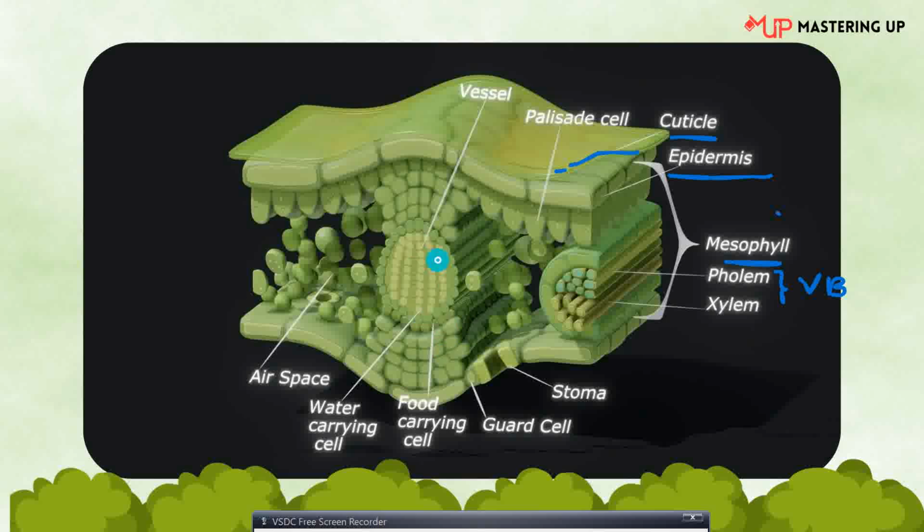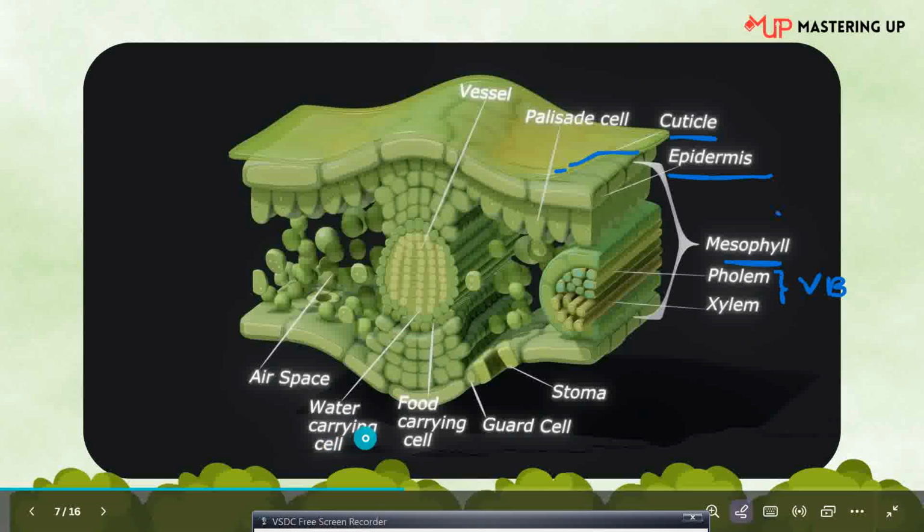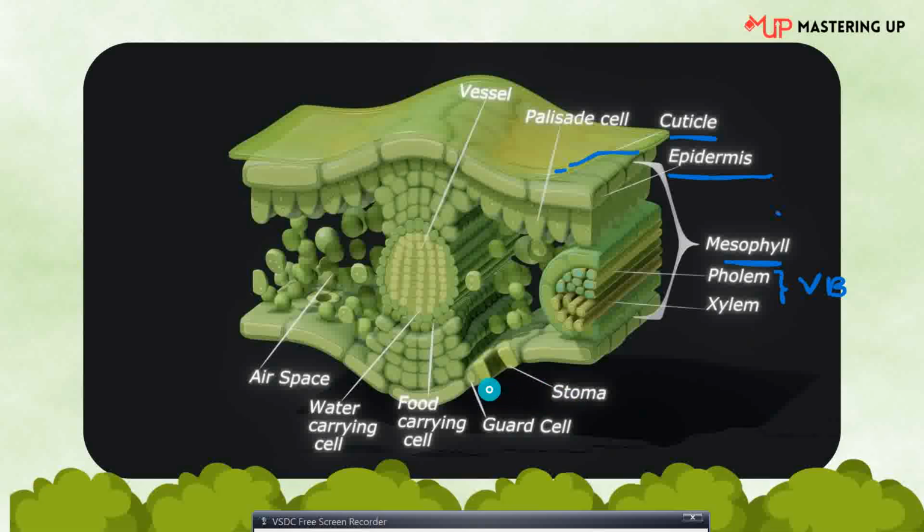The two vascular bundles are shown. Here one is here and the other is here. That's why this water carrying cell is called xylem and the food carrying cell is called phloem. And we have stomata present. Stoma and guard cells are present and the stomatal cavity is present here.